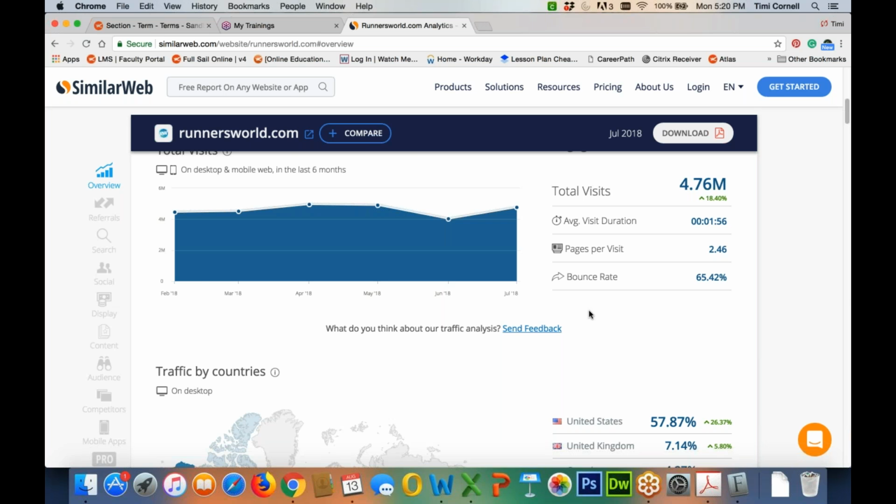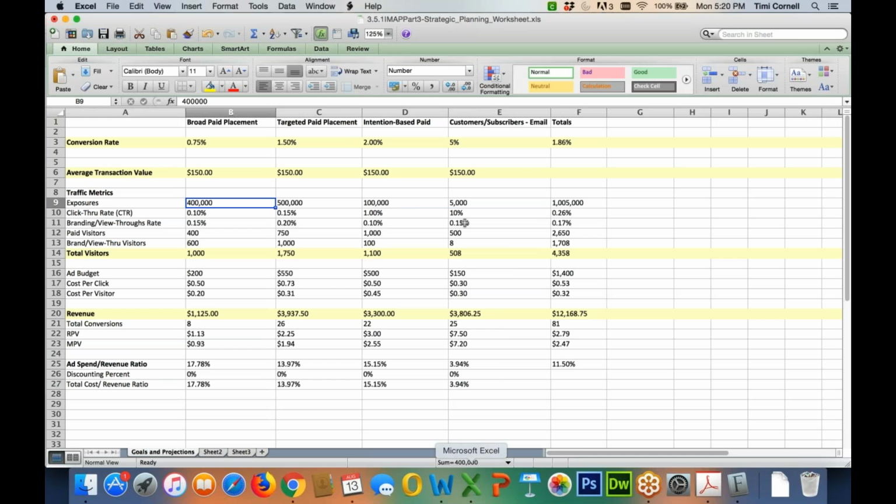So what am I going to do with this data? I'm going to go back to our strategic planning worksheet, and I'm now going to create an exposure goal. They have at least 4 million visitors per month. So if I'm planning a future month, September would be my next available ad campaign. I could probably put up to 4 million exposures. Of course, that could be really expensive. So I'm going to put 1 million for my goal because they should have no problem serving up that many exposures with that amount of traffic.